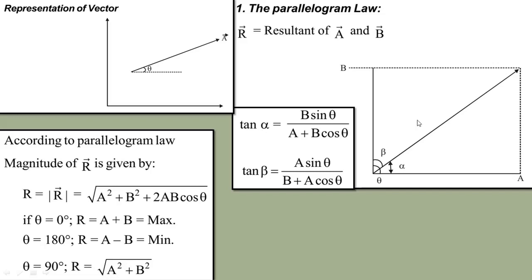And how do we calculate the direction of the resultant? Tan alpha is equal to B sin theta divided by A plus B cos theta. This alpha is the angle of the resultant with the x-axis. If we want to calculate the angle of the resultant with the y-axis, the formula is tan beta is equal to A sin theta divided by B plus A cos theta.